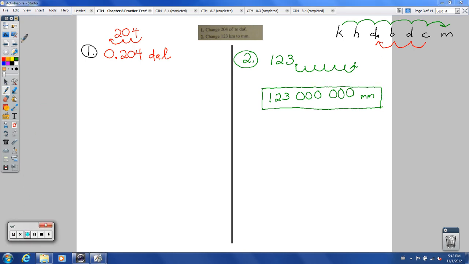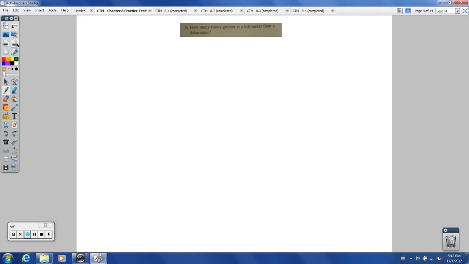So let's move on to number 3 now. How many times greater is a kilometer than a decameter? So I'm going to go back to this thought and rewrite that again. Kangaroos hop, ditches, but don't catch mice. And this is my deca right there. So how many times greater is a kilometer than a decameter?